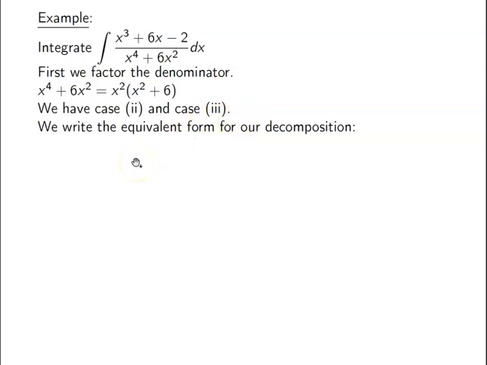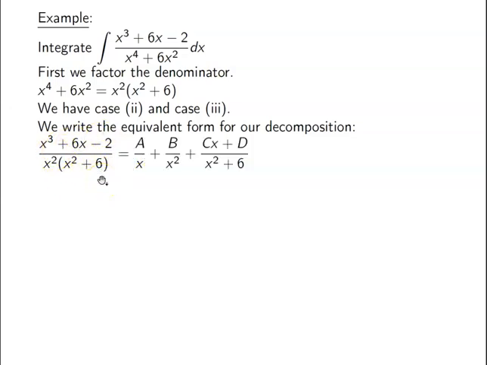Okay. So I want to rewrite this in the form of what my decomposition will look like. So x cubed plus 6x minus 2 over the factored denominator, x squared times x squared plus 6. Notice this does not have the integral sign because I'm not integrating. I'm going to decompose this fraction so that it's easier for me to integrate. So I have A over x plus B over x squared. So that comes from my x squared term. Remember when it's multiplicity, you write 1 and then you keep writing it again at 1 power higher until you get to the power that's there.